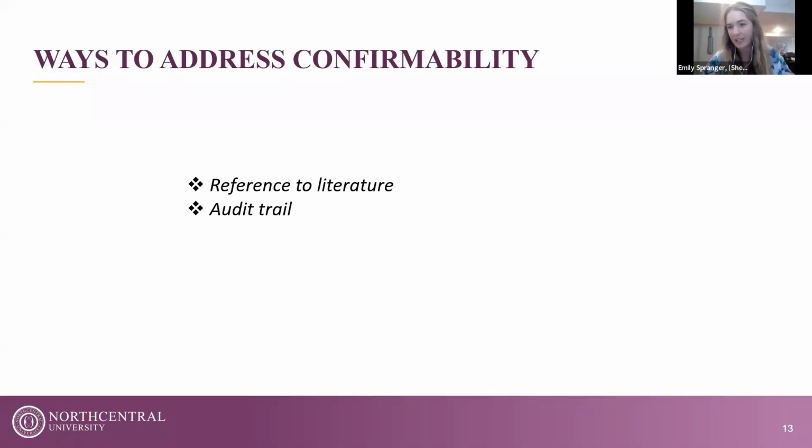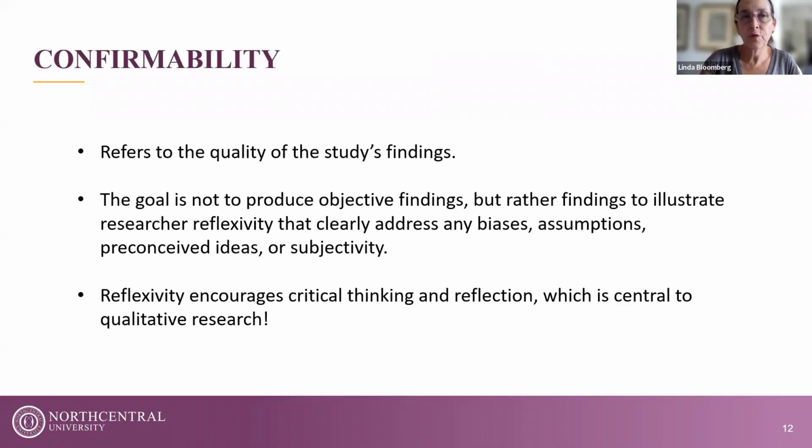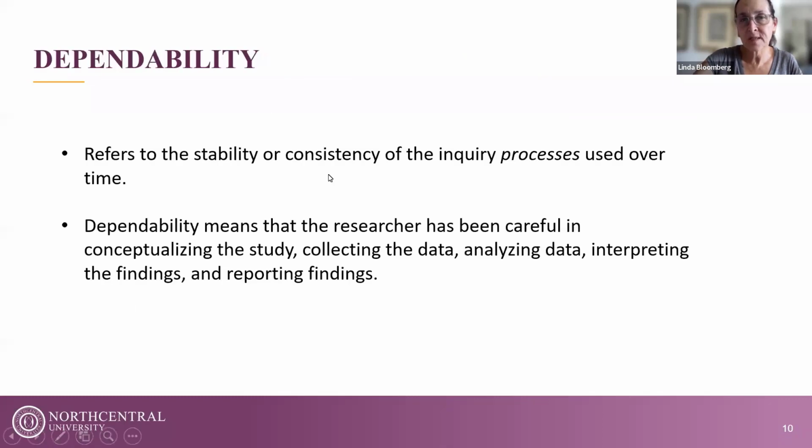Someone mentions validity. Remember, there's not a direct link, but there is a little bit of overlap in the idea that it brings. So confirmability, if we go back a moment, refers to the quality of the study's findings. That really is kind of like reliability. Are these findings reliable? Whereas the first one, dependability, is consistency, and that sounds a little bit like validity. Are the findings valid? Are they stable and consistent?